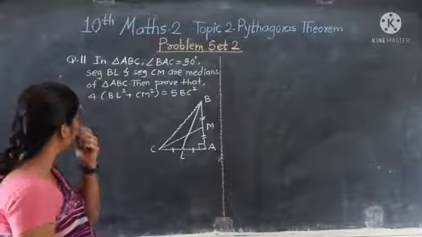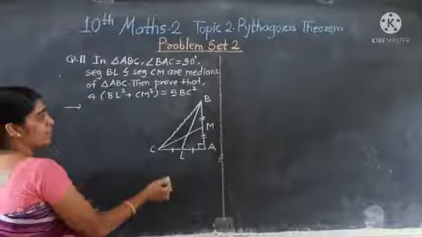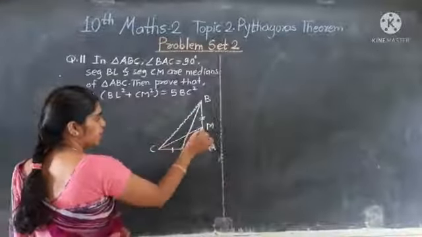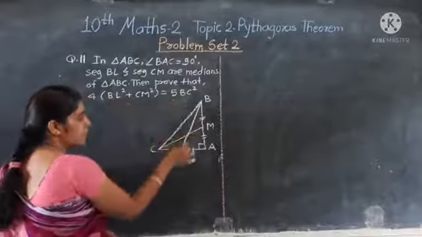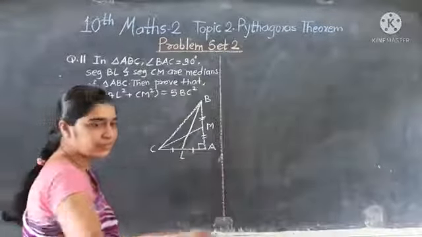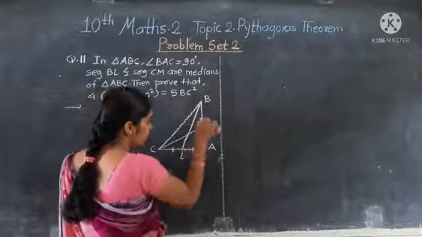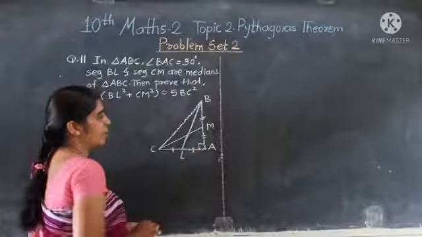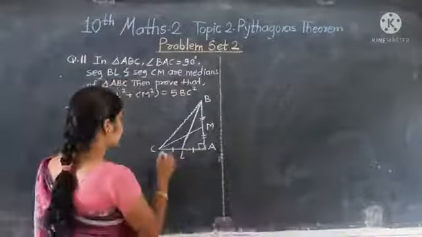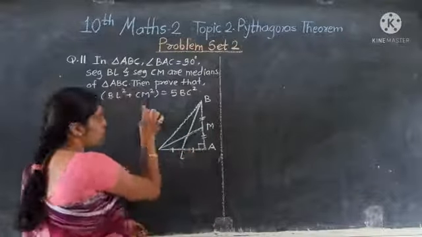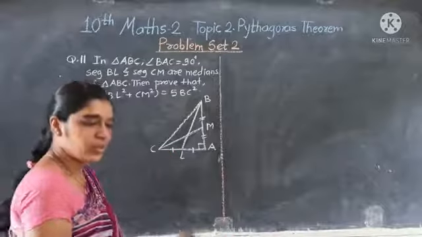Then we have to prove that BL square plus CM square. See here BL and here CM. Here BL square is there, so for this triangle we use the Pythagoras theorem. And then next, for this triangle we use the Pythagoras theorem. We want CM. Okay.